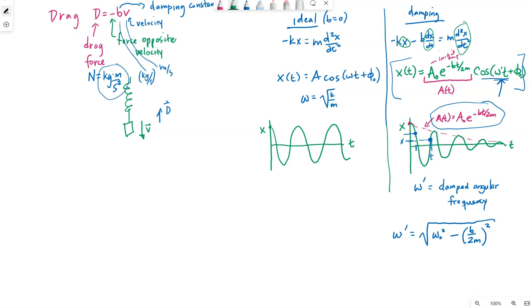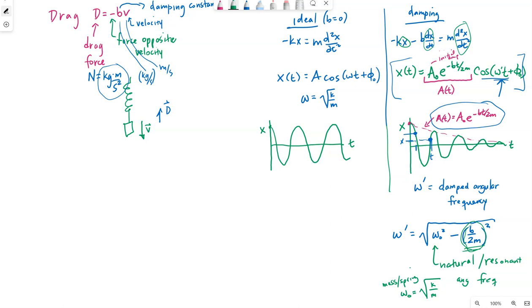Omega naught in here is what we call the natural or resonant angular frequency. So for example, for our mass spring system, omega naught is the ideal, so what omega would be in the ideal situation. So omega naught would be the square root of k over m. But having damping affects the overall rate at which the system will oscillate. And so we end up with this second term in here.